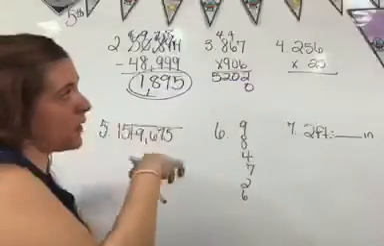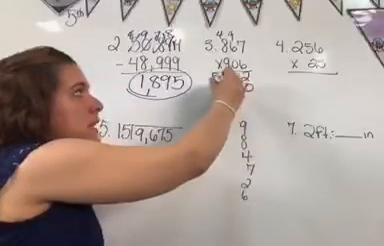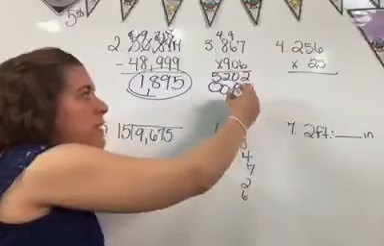0 times, oh, okay, all this is going to be 0. 0 times 7 is 0. 0 times 6 is 0. 0 times 8 is 0. Okay, let me put 2 zeros here.